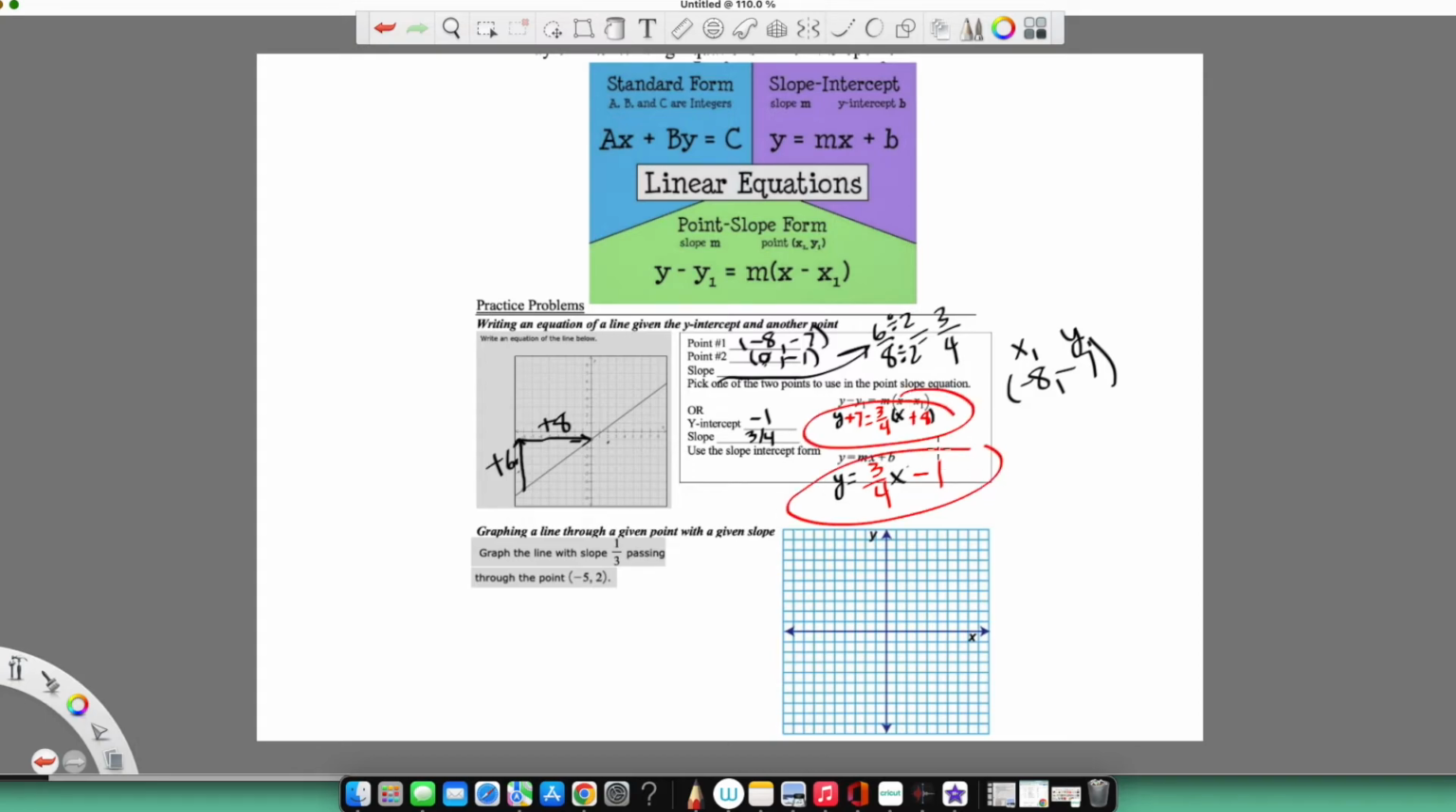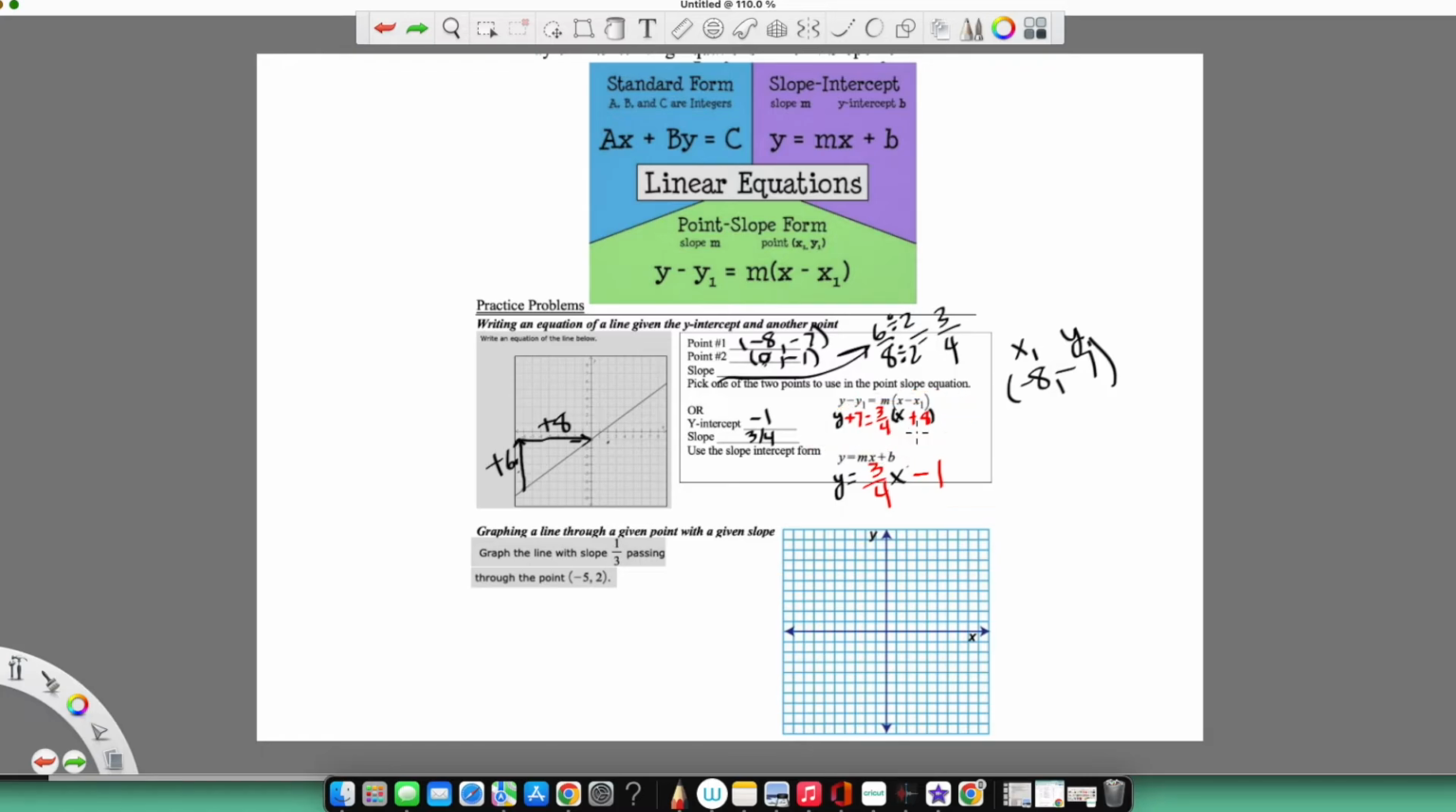I know they look a little different, but I could actually change this equation, this point slope, into this equation if I wanted to by getting y by itself. It would actually reduce down to the same equation. Or I could change this slope-intercept form into point slope if I wanted to. So I can do either one or the other. I can actually change it. It just kind of depends. But they are the same equation. They're just in different forms. So keep that in mind.